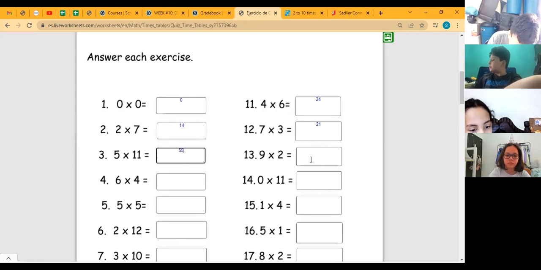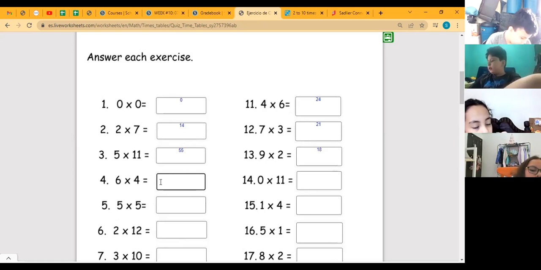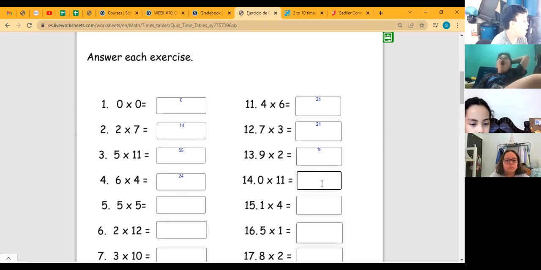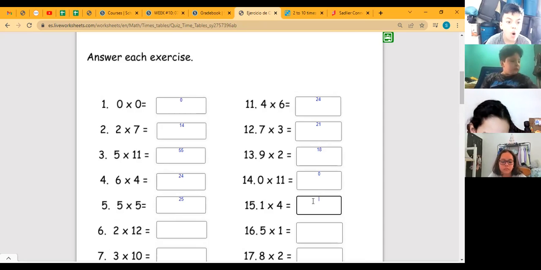That is a table of 11. 9 times 2. 18. 18, thank you. 6 times 4. 24. 24 is the same as here, 11. 0 times 11. 0. 5 times 5. 25. 1 times 4. 4. 2 times 12.